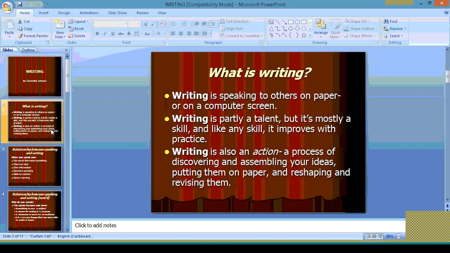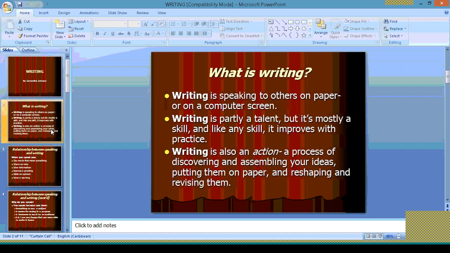Now, writing is partly a talent, but it's mainly a skill. And like any skill, it improves with practice. So no one was born an excellent or perfect writer. There's somebody who was just born with a talent to write. It is a skill, which means that over time with practice, it improves and it requires a lot of practice.